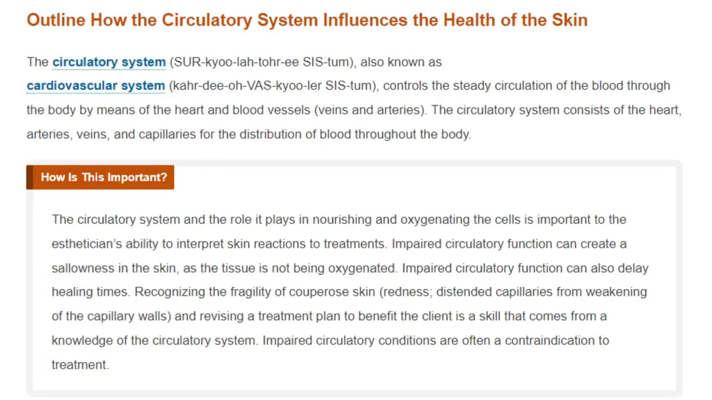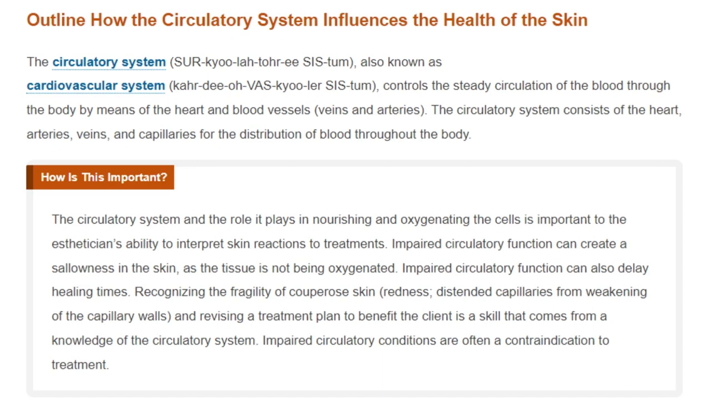Outline how the circulatory system influences the health of the skin. The circulatory system, also known as the cardiovascular system, controls the steady circulation of the blood through the body by means of the heart and blood vessels, veins and arteries. The circulatory system consists of the heart, arteries, veins, and capillaries for the distribution of blood throughout the body.